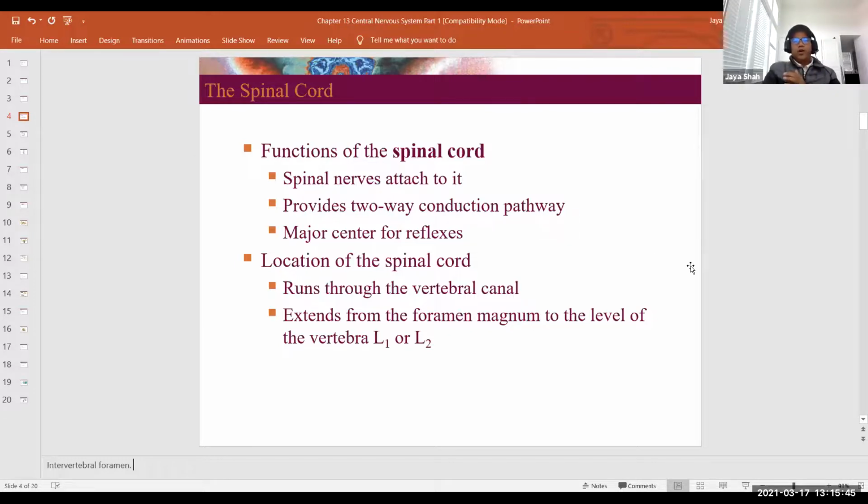So the spinal cord extends from the foramen magnum in the occipital bone to the level of vertebra L1 and L2. L1 and L2 mean lumbar 1 and lumbar 2 vertebrae. Okay.